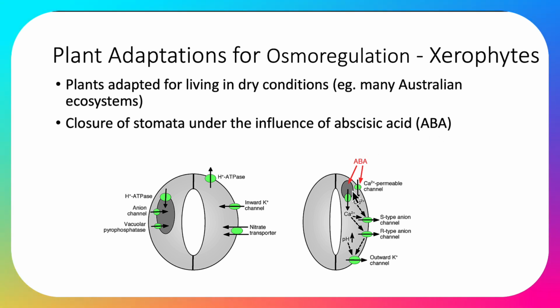and abscisic acid then influences the stomata to close. Okay, again, it's through the movement of ions. Movement of ions out of the vacuole means that water follows and it becomes flaccid and the stomata closes.